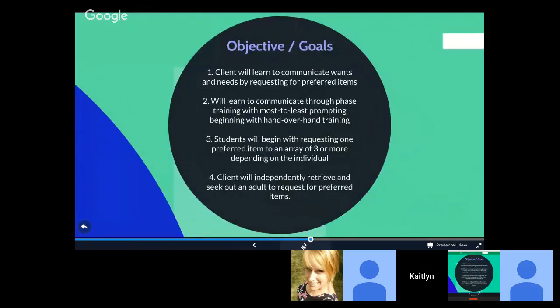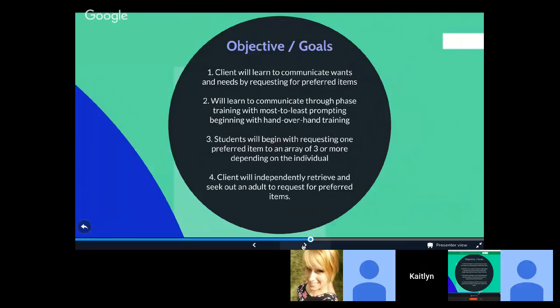So the client's going to learn to communicate their wants and needs by requesting preferred items. In this case, the client is learning to communicate with PECS. They're going to learn to communicate through phase training with most to least prompting, beginning with hand-over-hand training. This is why it needs to be 2 people to 1 child, because 1 adult will help the child take the PEC off and then hand it to the receiving adult, and then immediately receive that desired item for reinforcement.